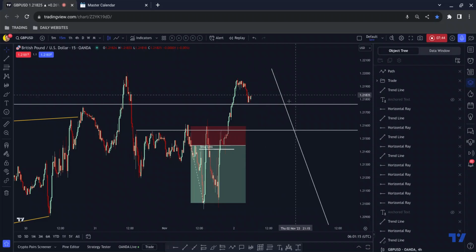We had NFP, I believe, 12:15 UK time. So I shall explain the entry.